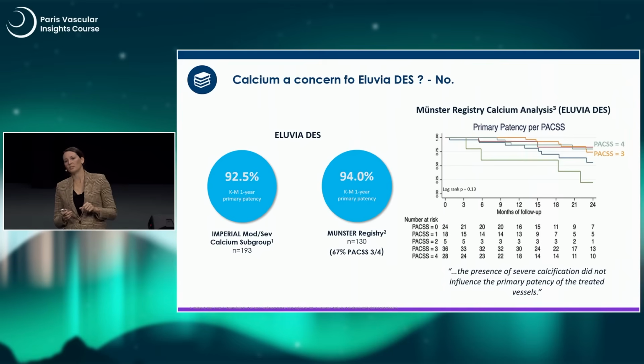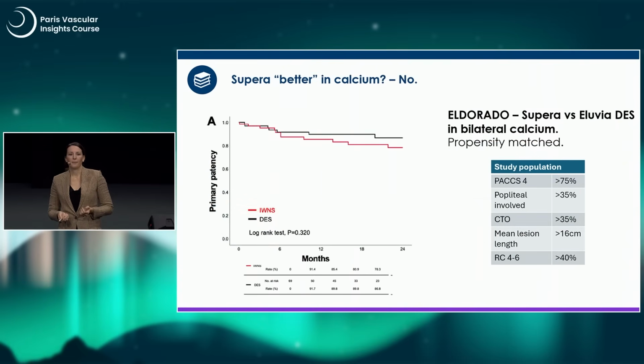And it was also shown in the Munster registry with PACSS 3 and 4 lesions in almost 70% of patients, a 94% rate of primary patency. So probably calcium is not as much of a concern, at least at 1 year, even with a DES. I think another question is, do we think there's a class effect between BMS and interwoven stent, meaning the Supera stent? And do we think Supera will do better with calcium once we prep the lesion with a high-pressure balloon?